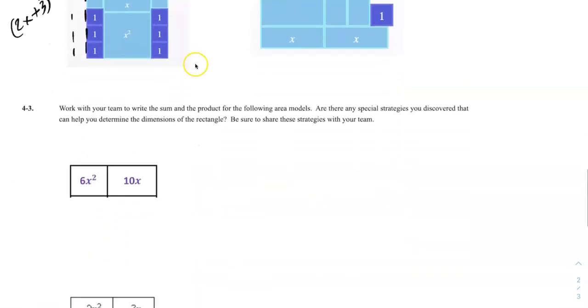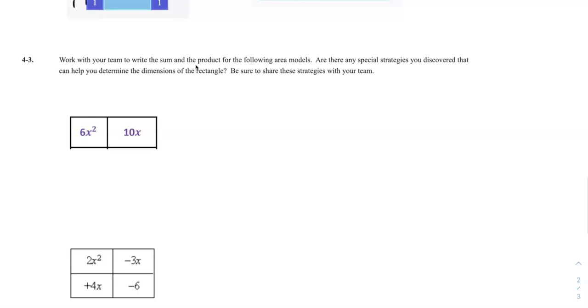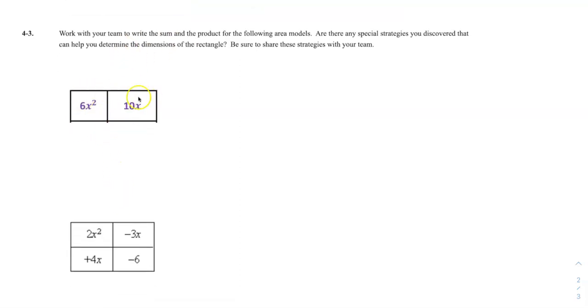So what if we don't have algebra tiles and we just want to do it a separate way? Well, we could kind of reverse engineer a rectangle. So we're going to do 2 examples here real quick. And to do this, we want to factor out the GCF, the greatest common factor.